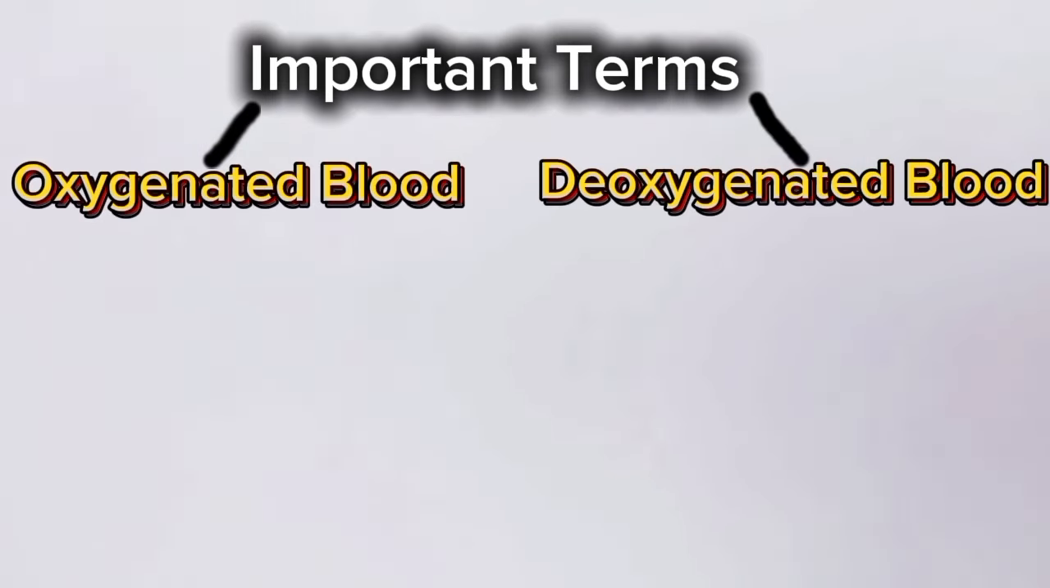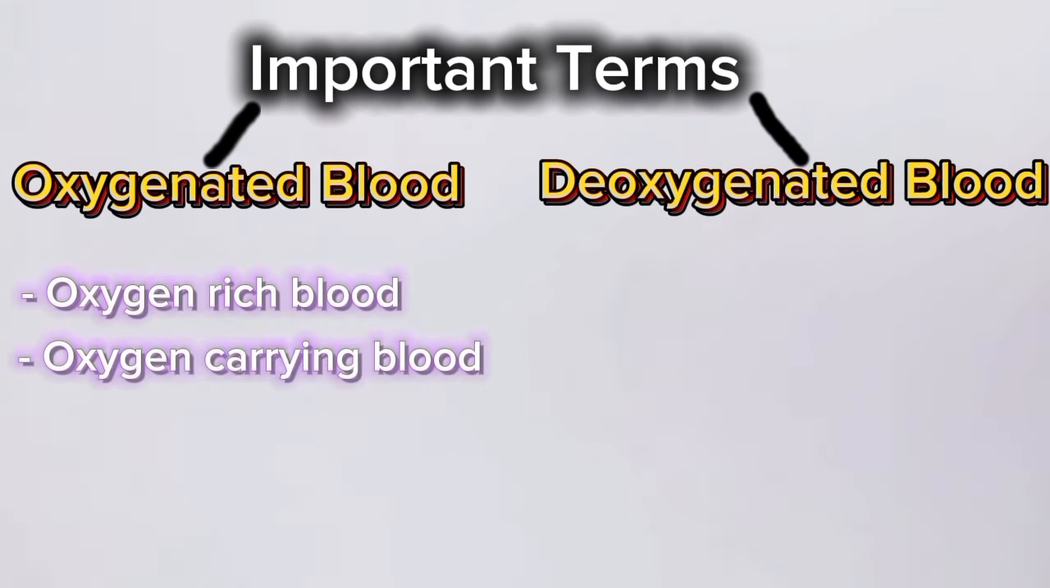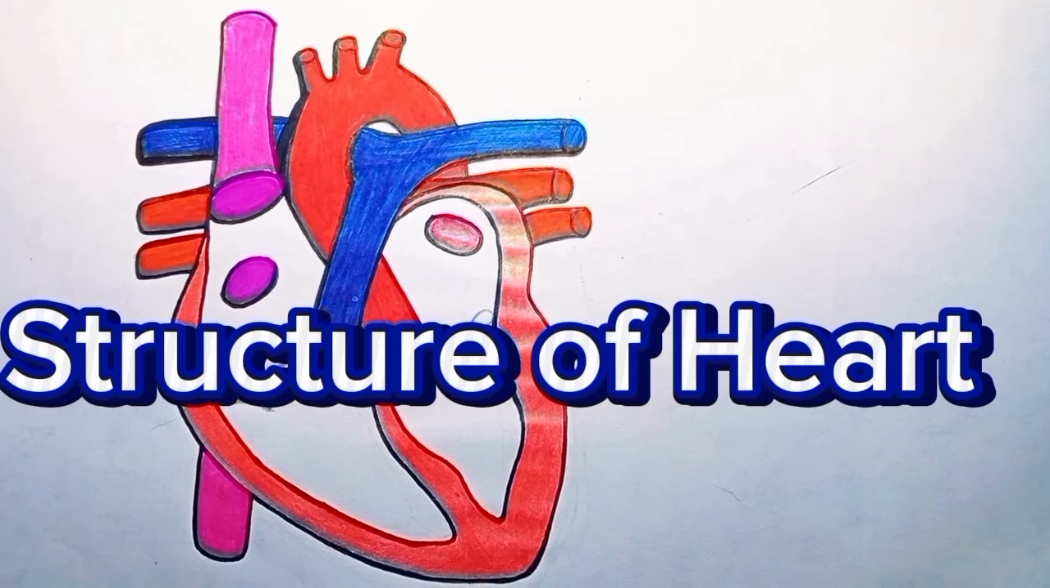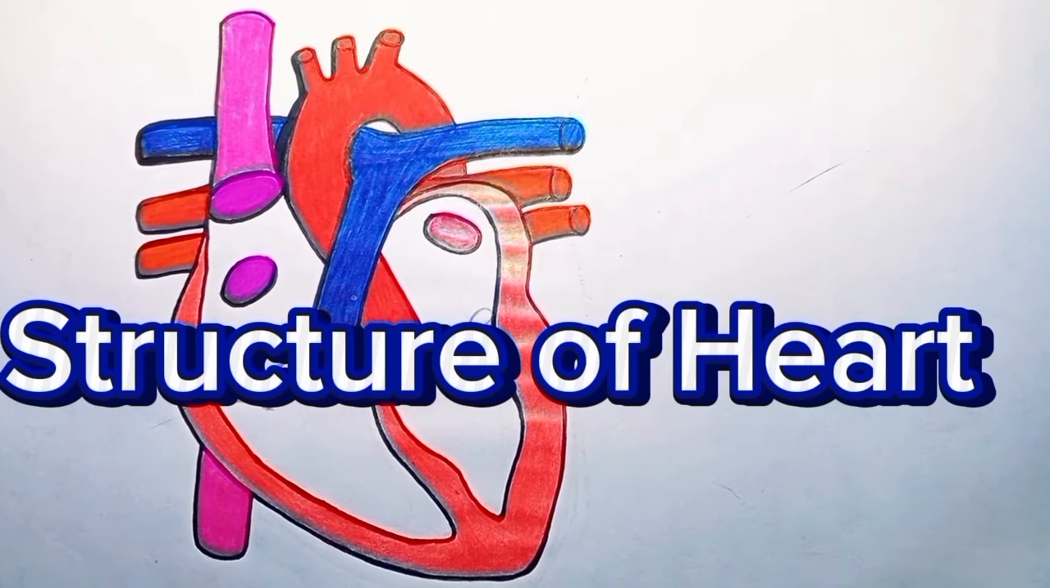Before discussing the structure of the heart, let's understand the following two terms: the oxygenated blood and deoxygenated blood. The oxygenated blood is the oxygen rich blood. It is the oxygen carrying blood, while deoxygenated blood is the oxygen poor blood. It is the carbon dioxide carrying blood. Now let's discuss the structure of the heart.